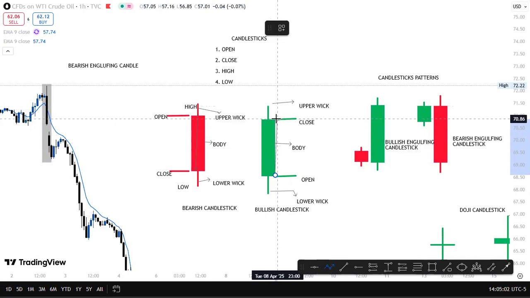And then sellers step into the market again, push the price all the way down to this point, and it closes at this point. Depending on the time frame you are on, if you're on the 1 hour time frame, the whole of this candlestick is going to form in 1 hour.